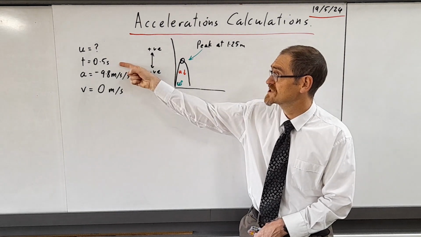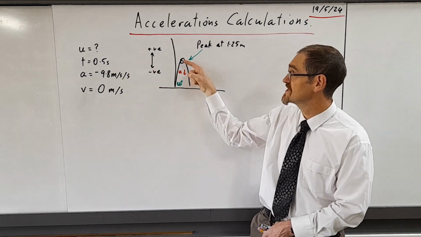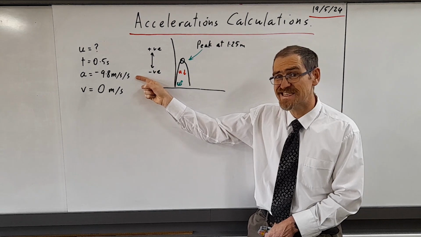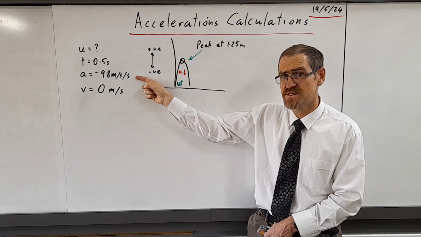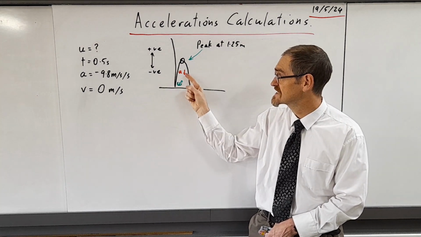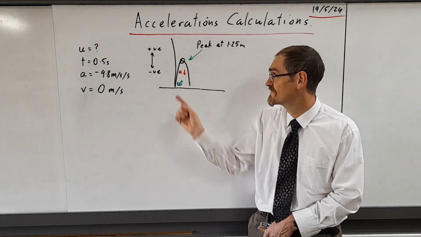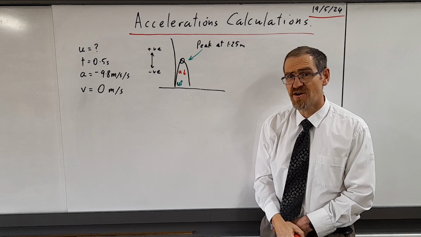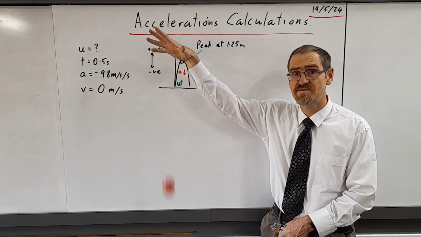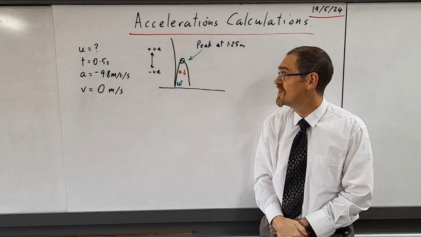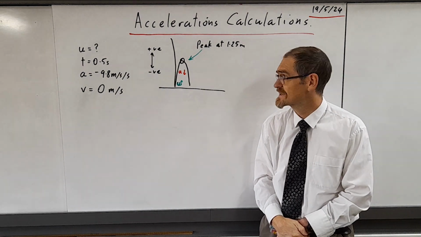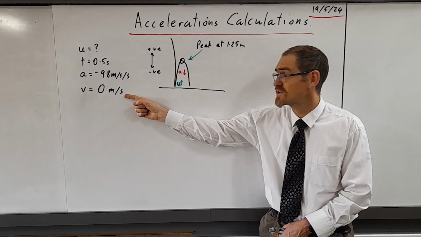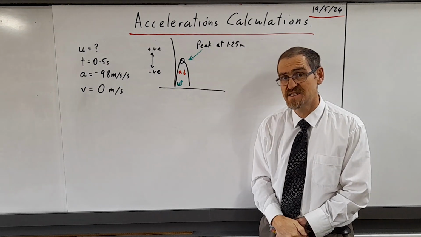We did see from the question it took 0.5 seconds to reach this peak height. And I've written in that my acceleration is negative 9.8 meters per second squared. Negative because the acceleration is opposite to the direction of the initial velocity moving up. 9.8 because the acceleration of anything that is dropped on the surface of the Earth is always going to be 9.8 meters per second squared. At the peak, the velocity is 0. The final velocity at the peak of the bounce is 0 meters per second.